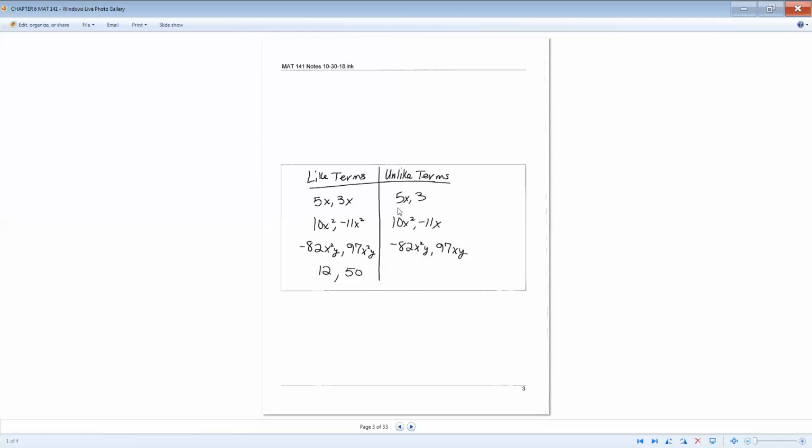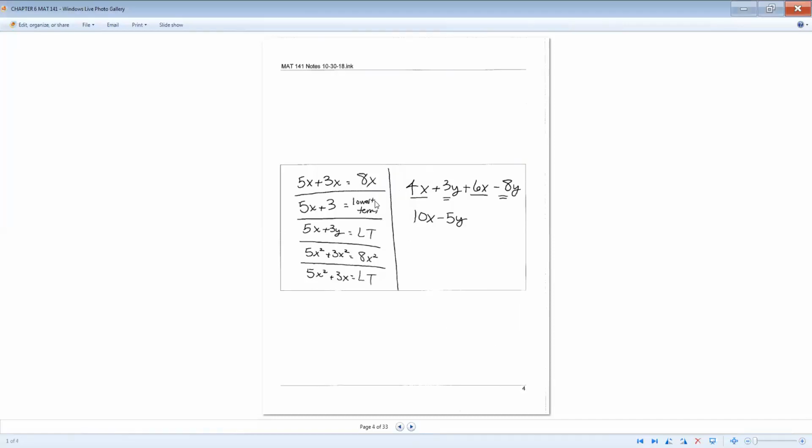Here we have unlike terms. If anything changes with your variables, whether it be the actual variable itself or exponents on your variables, they are not like terms. So 5x and 3 are not considered like terms. 10x squared, negative 11x are not like terms. One has the power of 2, the other one doesn't. And then here x squared y and just xy are not like terms.